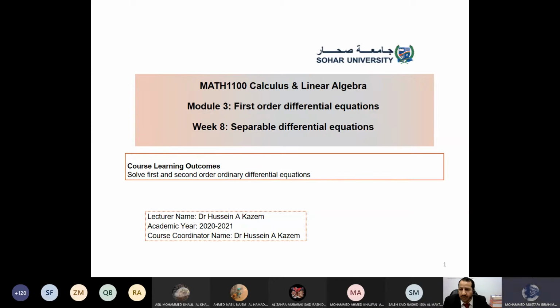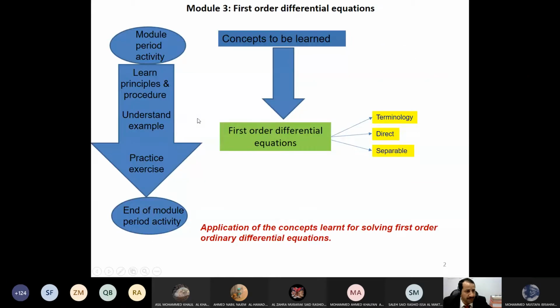Let's get back to the third topic. You remember we mentioned that we have 3 topics to be discussed this semester. The first topic was vector calculus. We completed this topic. The second one is matrices, determinant and solving sets of equations, linear and differential equations. We already completed that. And the last one is differential equations, to be discussed in 2 parts. Part number 1 is the first order differential equation, and part number 2 is the second order differential equation. This is week number 8, the first week of module 3.